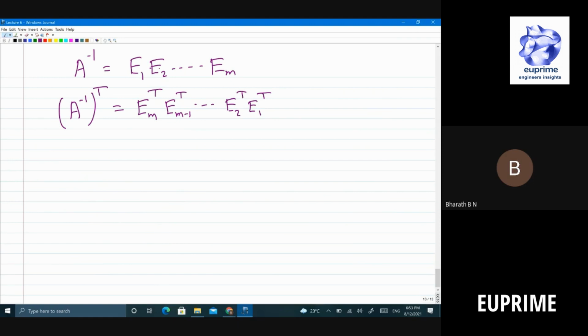So now how do you show that it's A transpose whole inverse? Can you check that? How do you check that? Okay. Anyway, I'll leave it as an exercise. Think about this. Okay. So think.